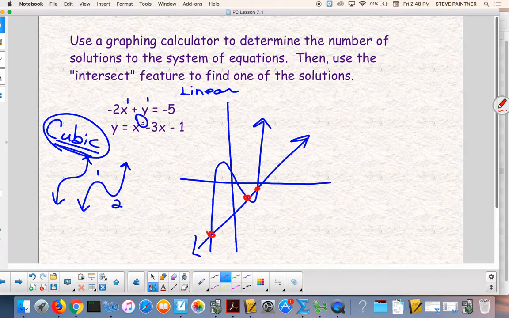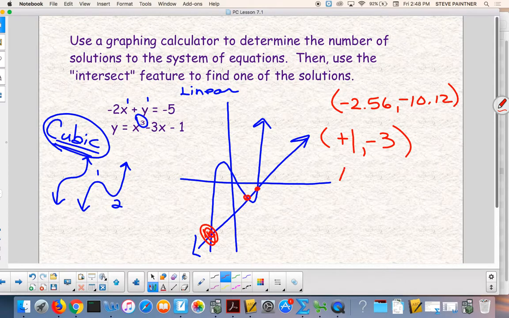The three answers were -2.56, comma, -10.12, that's this one. And then there's 1, comma, -3. And then there's 1.56, comma, -1.88. Okay, so there's your three solutions for this one. And that's why you want to use your graphing calculator.